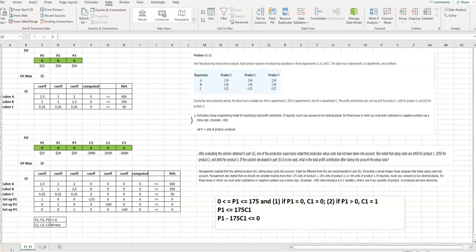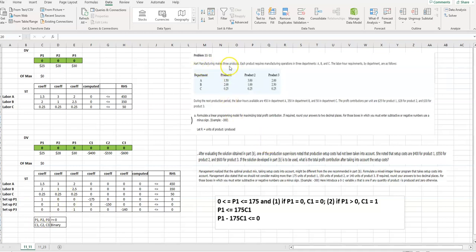We're going to move into Chapter 11 this week, and I've got a couple problems teed up for us to get us started in this material. So starting with problem number 11 from Chapter 11, we've got a manufacturing problem here.